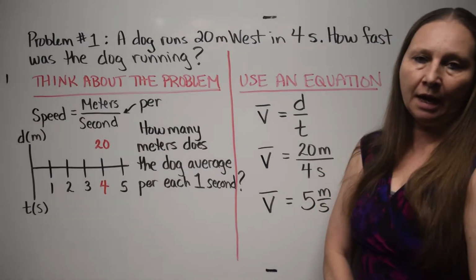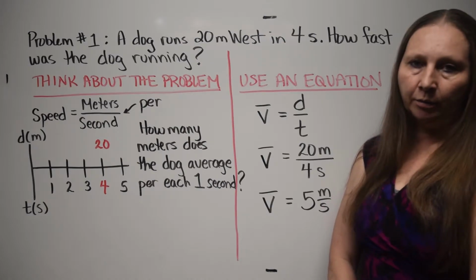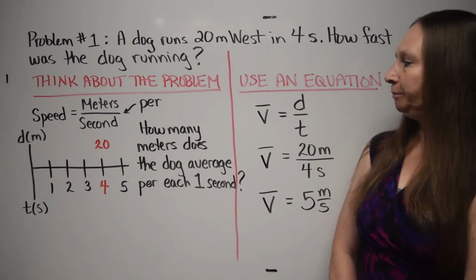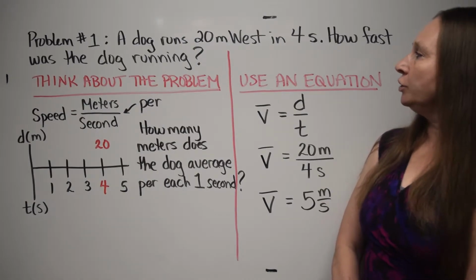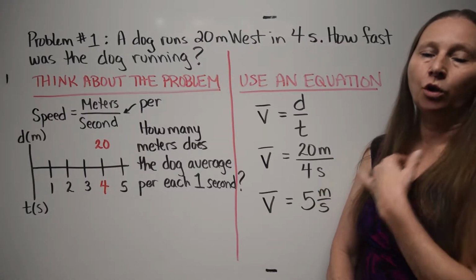But I will be able to state both the speed and the velocity at the end of each problem because the magnitudes, the numbers, will be the same. All right, so our first problem. A dog runs 20 meters west in 4 seconds. How fast was the dog running?